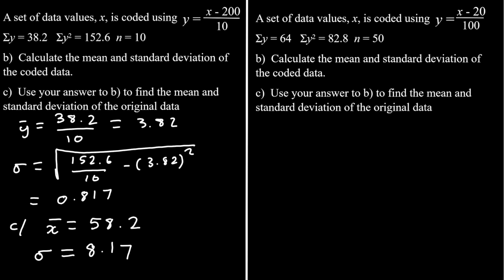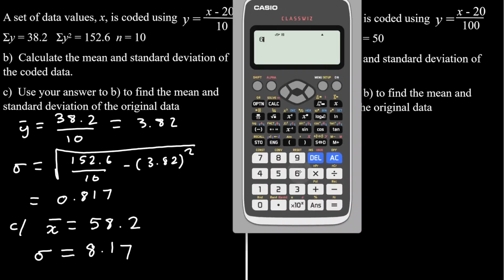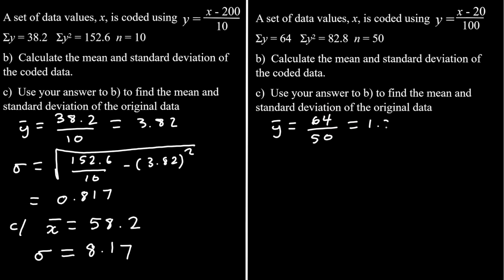One for you to try. See if you can give it a go. So we need to calculate the mean and standard deviation for the coded data again. So the mean is 64 over 50, which is 1.28.